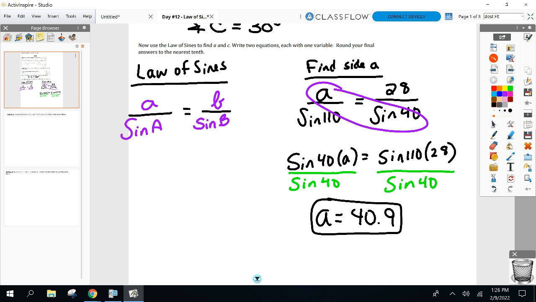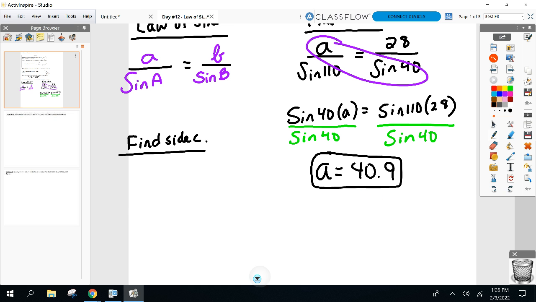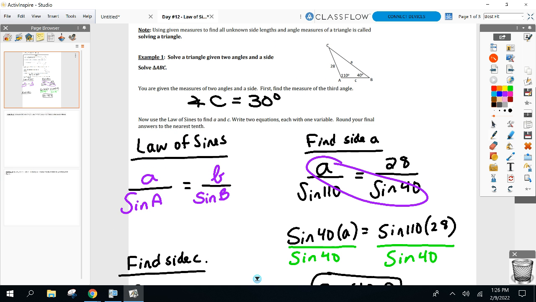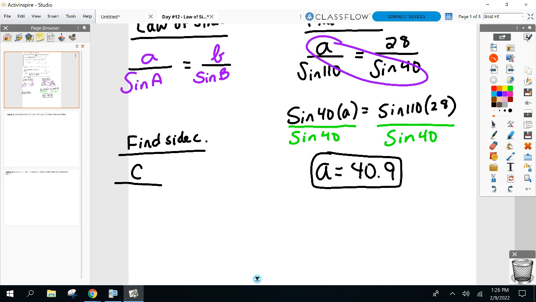You okay on A? We still got to find side C to solve the triangle. Can't use Pythag, it's not a right triangle, so I'm going to use law of sines again. So let's find side C. Now what do you want to put it over? What's the angle across? 30. Sine 30. Don't forget your sine.